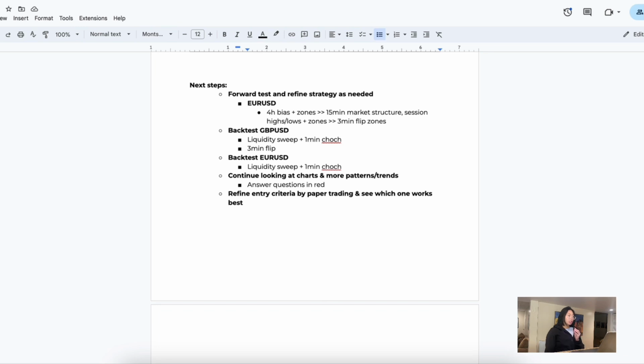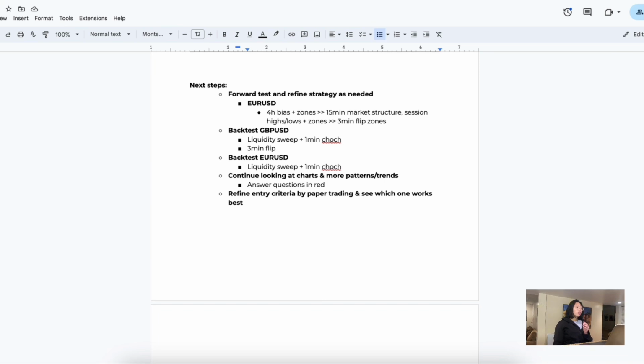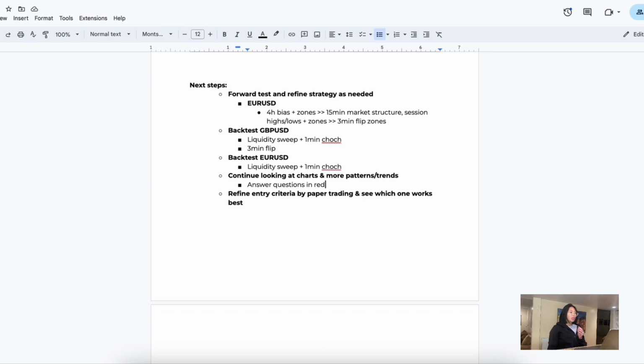In terms of next steps, like I mentioned, I do want to forward test and refine the strategy that I backtested. So that's the 3-minute flip zone on the euro dollar. Then I want to continue backtesting. So for pound dollar, I want to backtest 2 entry criteria. One is the liquidity sweep and the 1-minute change of character. And then the second one is the 3-minute flip zones. Then I want to backtest the liquidity sweep plus 1-minute change of character on the euro dollar as well.